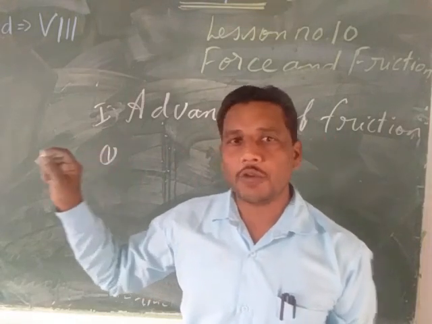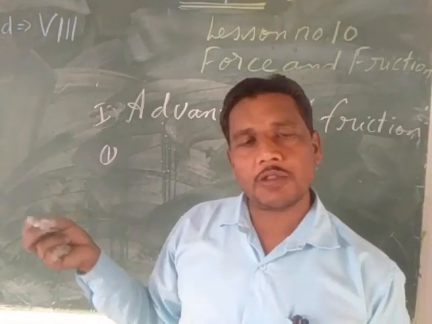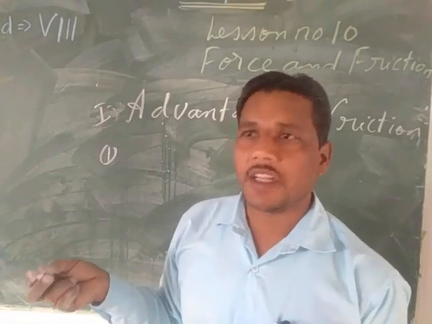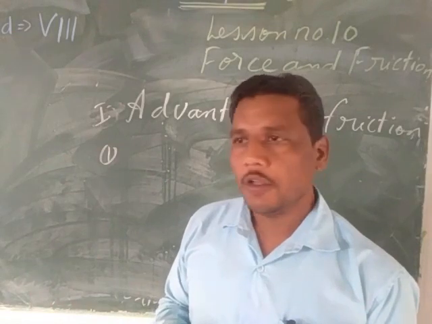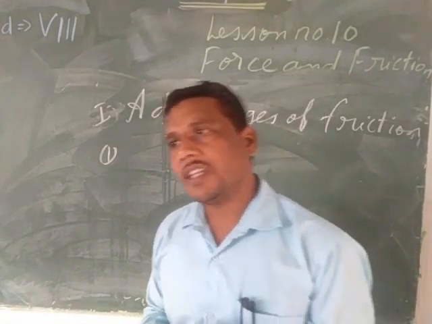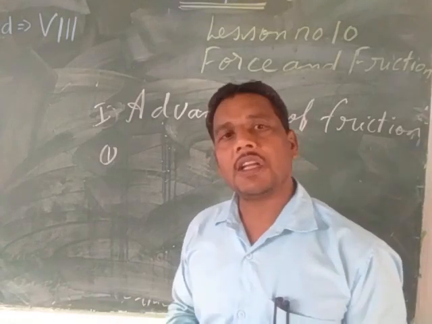We are inserting or putting the nails or the screws on the walls, and the nails and the screws remain on the wall because of the friction. If there is no friction, then the nails and the screws will not remain on the wall. So we are able to put the nails and the screws on the wall, and they remain in place because of the friction. We are able to walk and run because of the friction.